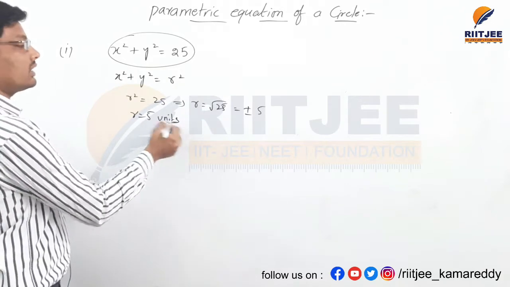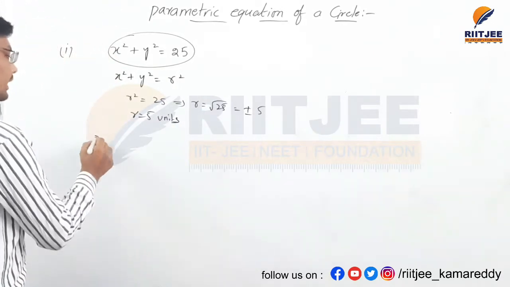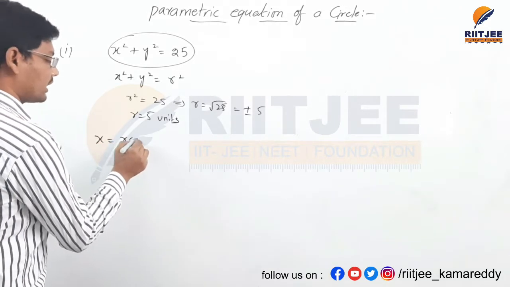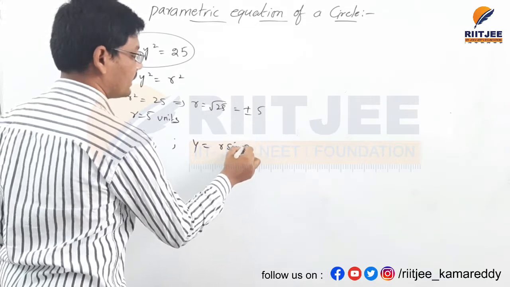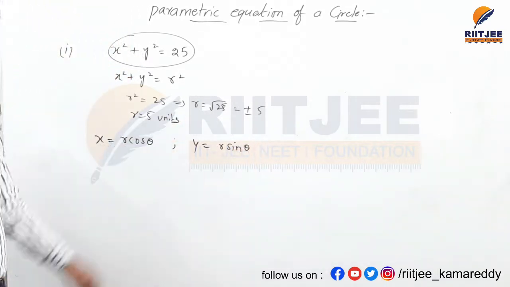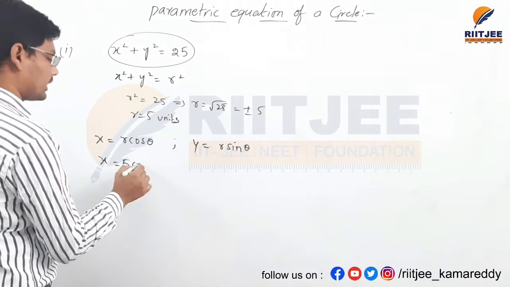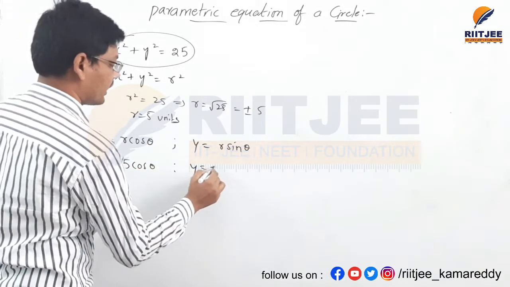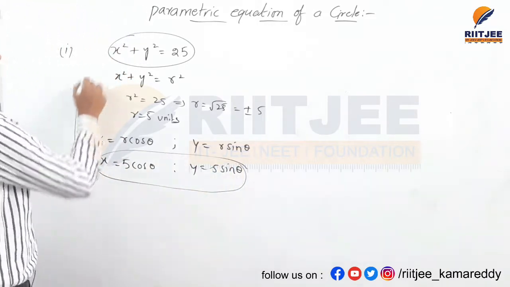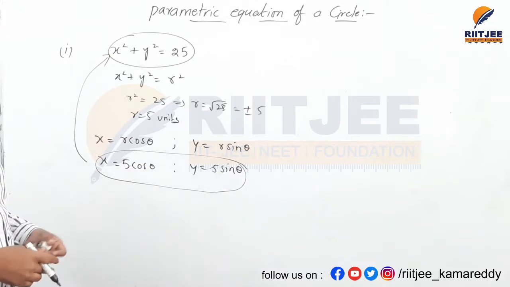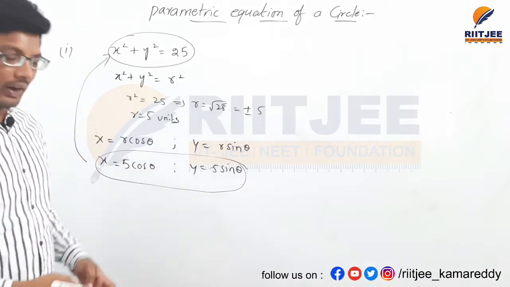From the earlier condition, the parametric equation of a circle with center at the origin is x is equal to r cos theta and y is equal to r sin theta. Let's substitute the value of r here. x is equal to 5 cos theta and y is equal to 5 sin theta. These are the parametric equations of the circle x square plus y square is equal to 25: x is equal to 5 cos theta, y is equal to 5 sin theta.